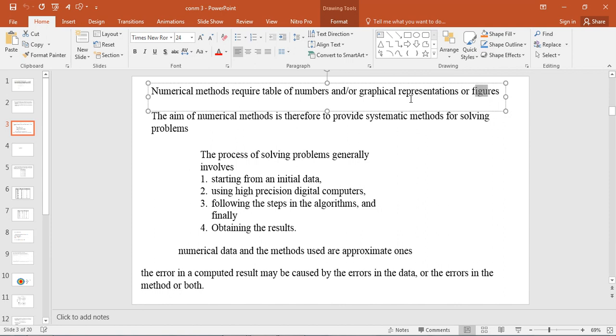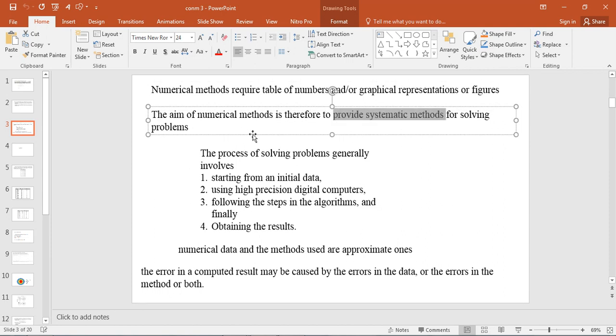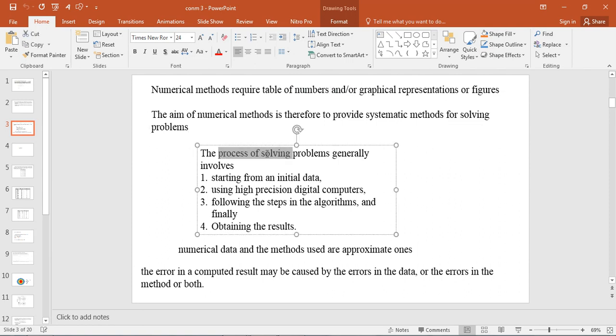The aim of numerical methods is therefore to provide systematic methods of solving the problem. So I am going to take the help of digital computers in order to solve them. Now, what are the steps involved? Initially we start with initial data. It can be made-up random data, for example, I can start from 0, from 1, or from 2, or if I have some predefined known conditions, I will consider those. Then I will use high-end computers to process the data, use it in my algorithm, and obtain the results.